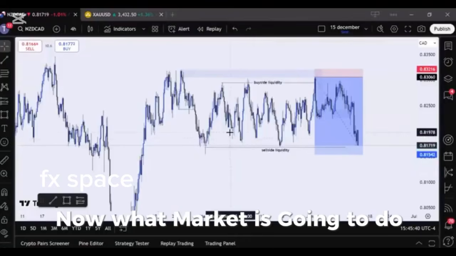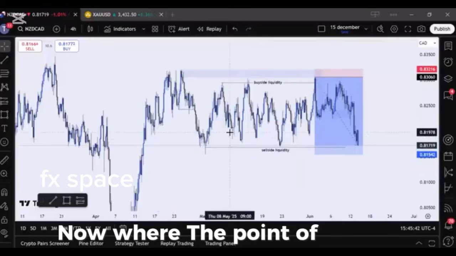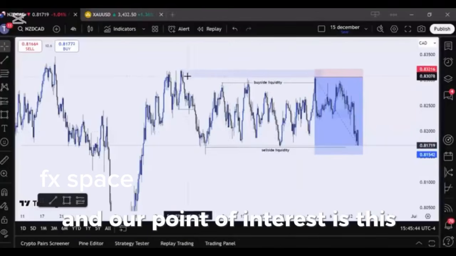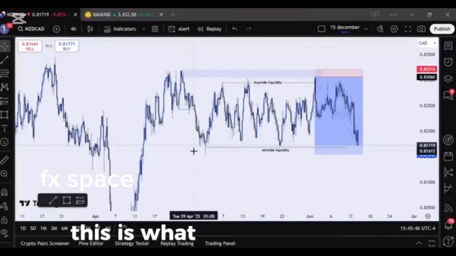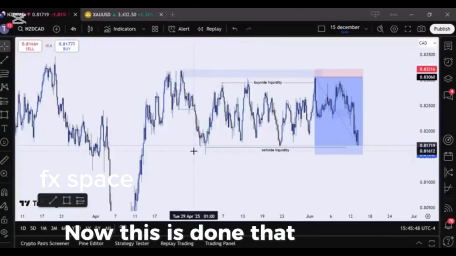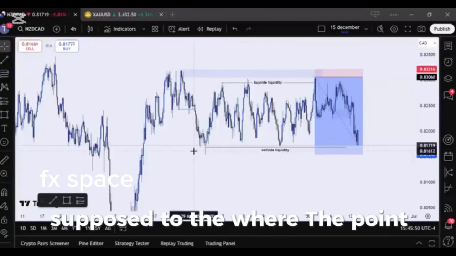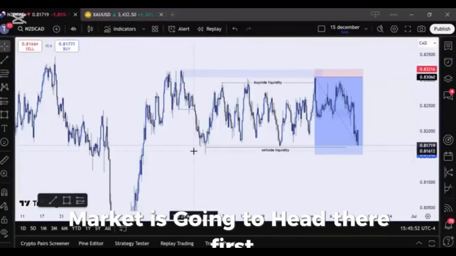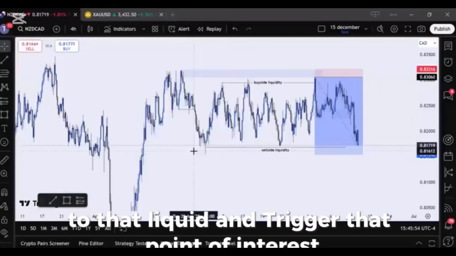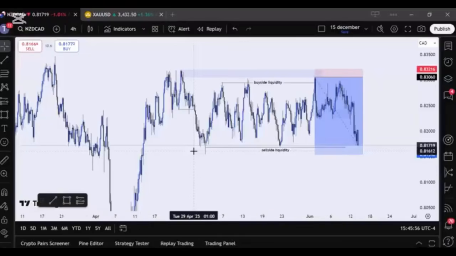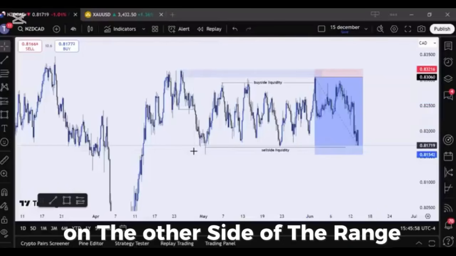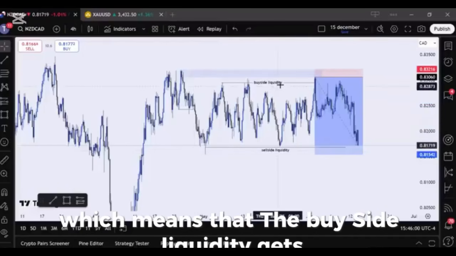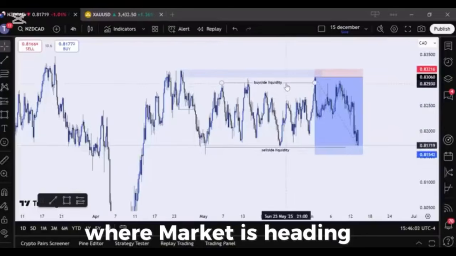Now, what market is going to do is this zone where the point of interest is, because we're bearish and our point of interest is this order block on the 4 hour time frame. This is where we have our zone. Market is going to head there first, sweep that liquidity and trigger that point of interest. Now, where market is heading to next is to clear the liquidity on the other side of the range.